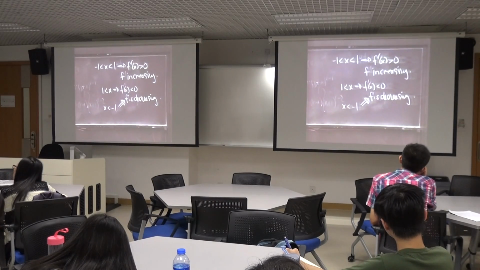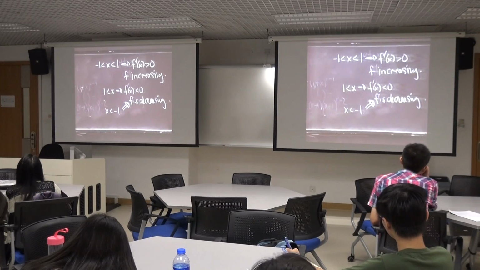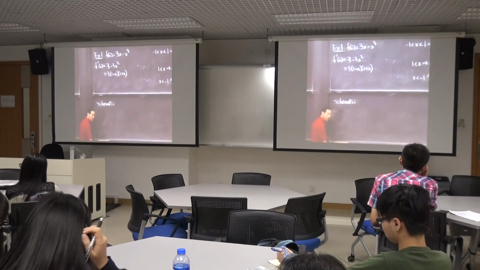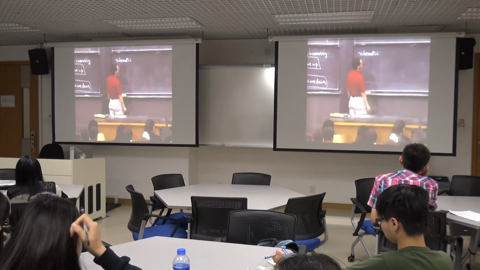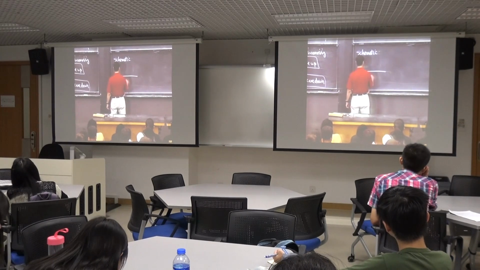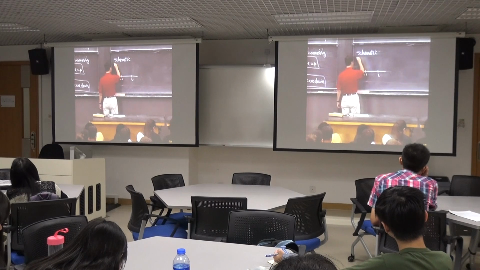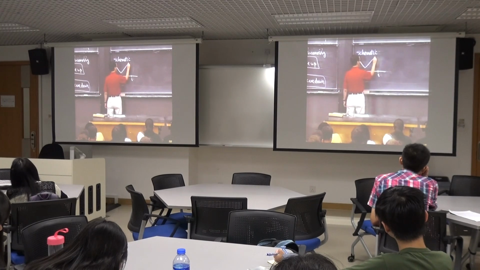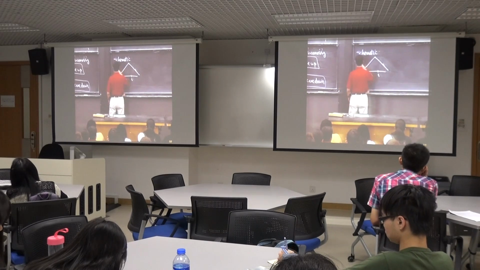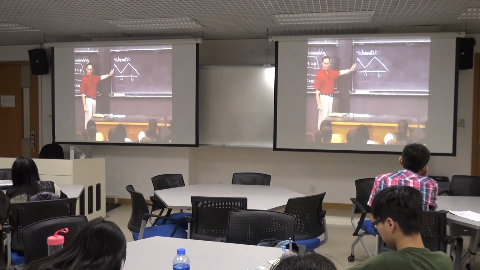So now, here's the schematic picture of this function. So here's negative 1, here's 1. It's going to go down, up, down. Right? That's what it's doing. I'll just leave it alone. Right? That's what it looks like.